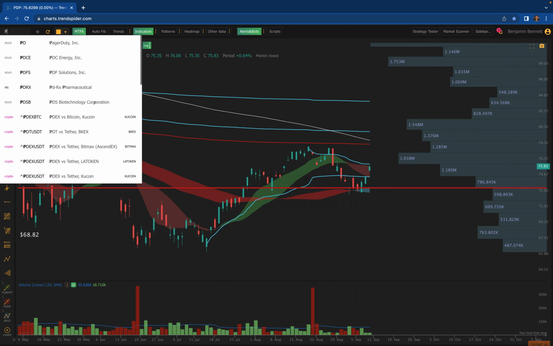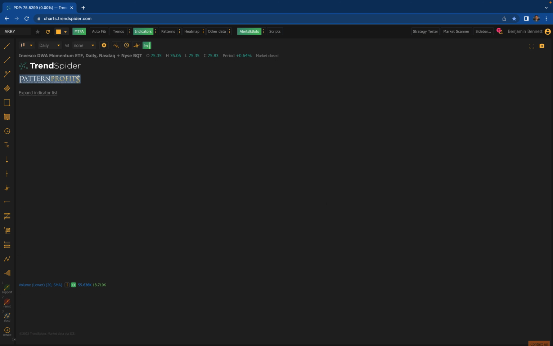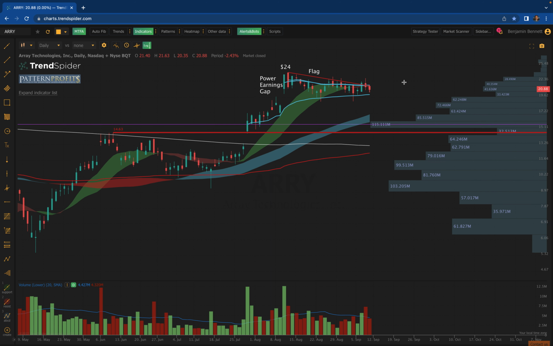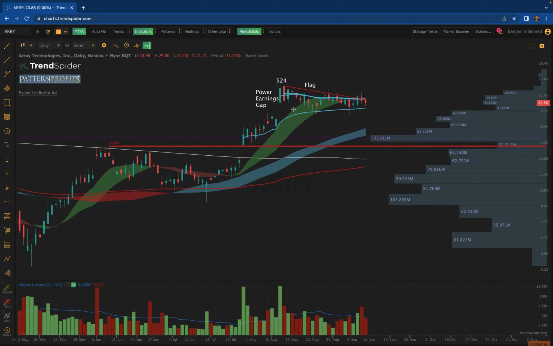Getting right into our watch list. ARRY, seems like I've been waiting on this one to go for a while. Still consolidating here, had the power earnings gap back here. Got that descending trend line right up against it, keeps acting as resistance. Anchored VWAP off of the high and off of the gap, also acting as resistance. Needs to push through there, come on out of there.